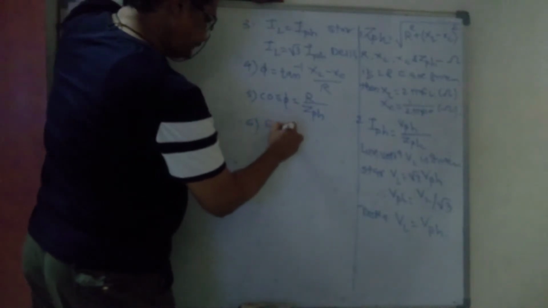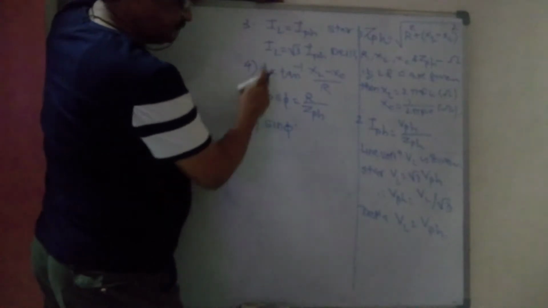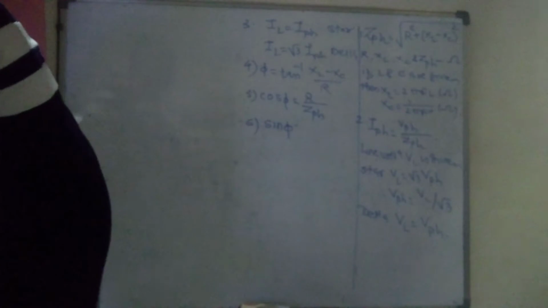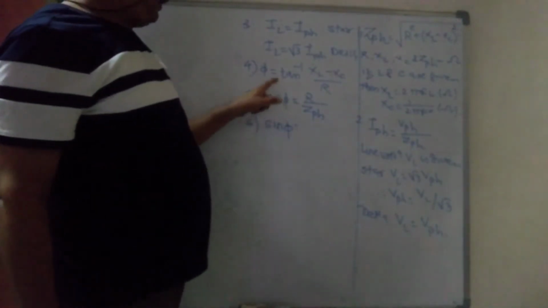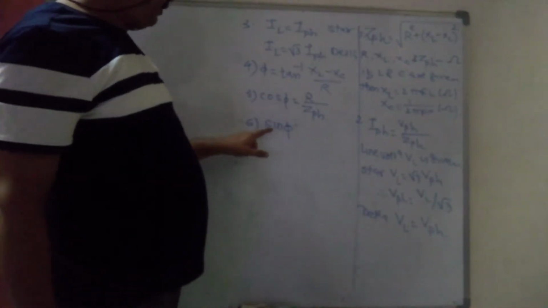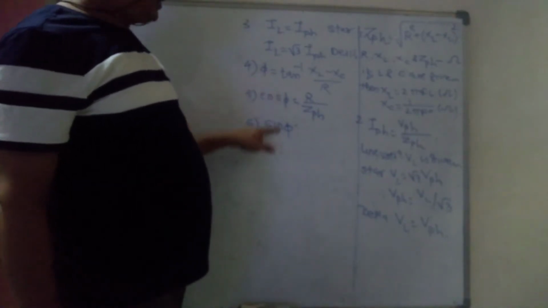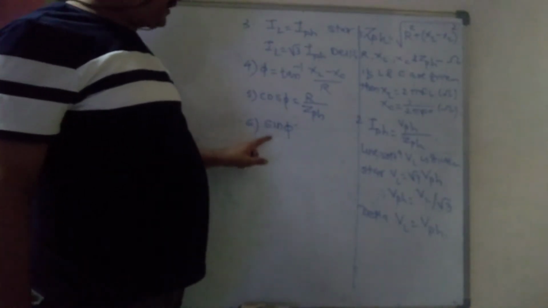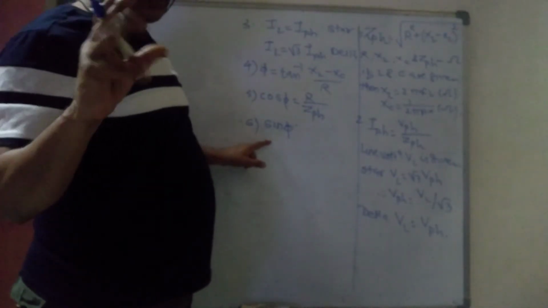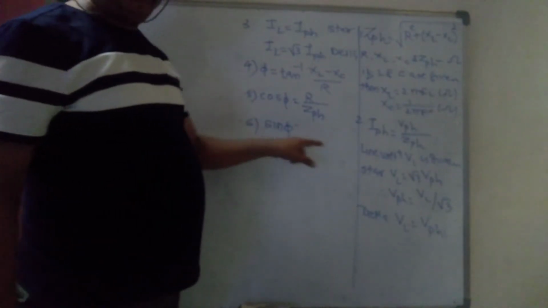Then sin phi is the sine of this angle. Cos phi can be taken as cos of this angle or R upon ZPH, but sin phi will be the sine of this angle. If this angle is negative, then sin phi will be negative. Never calculate sin phi as under root of 1 minus cos square phi, because it will always be positive. But if phi is negative, then sin phi will also be negative.